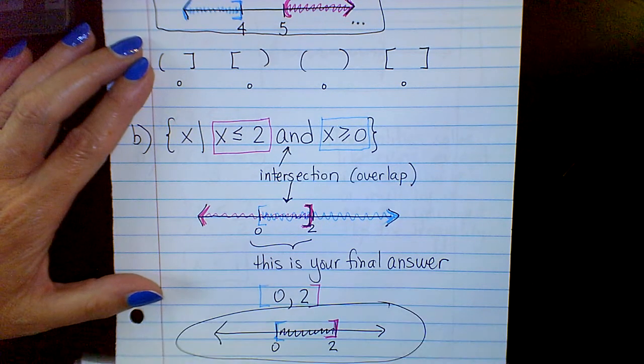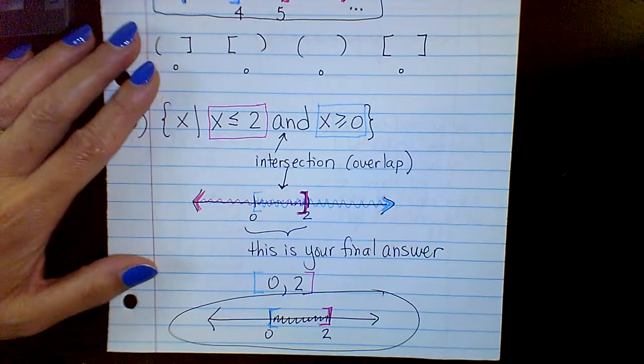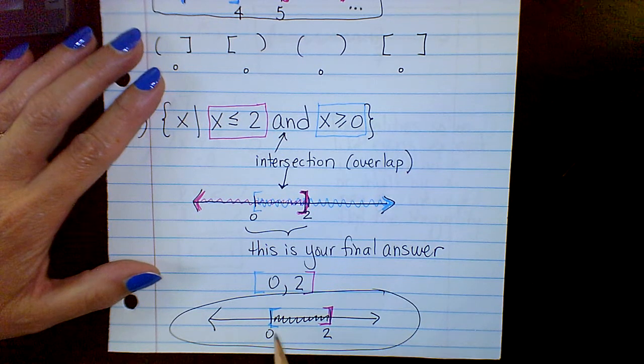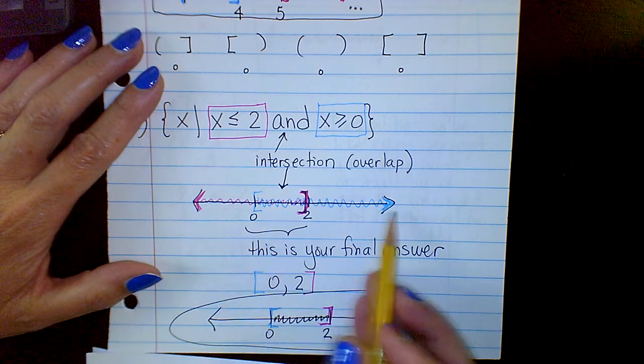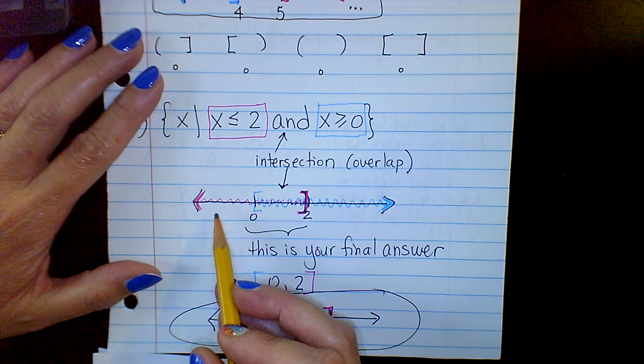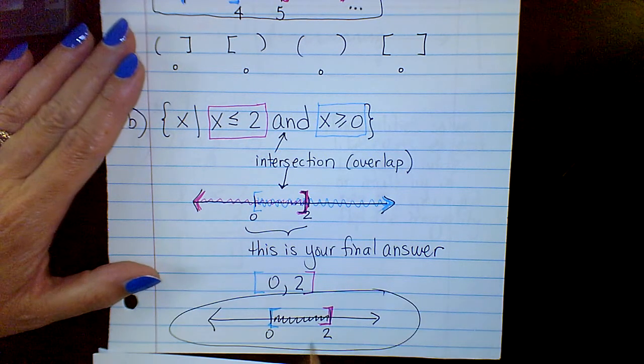Bracket, bracket. Now, if it asks you to graph the final answer, the graph of the final answer would be this. So you wouldn't want to graph all of this together. If it just asks you for the graph of the final answer, it's this one.